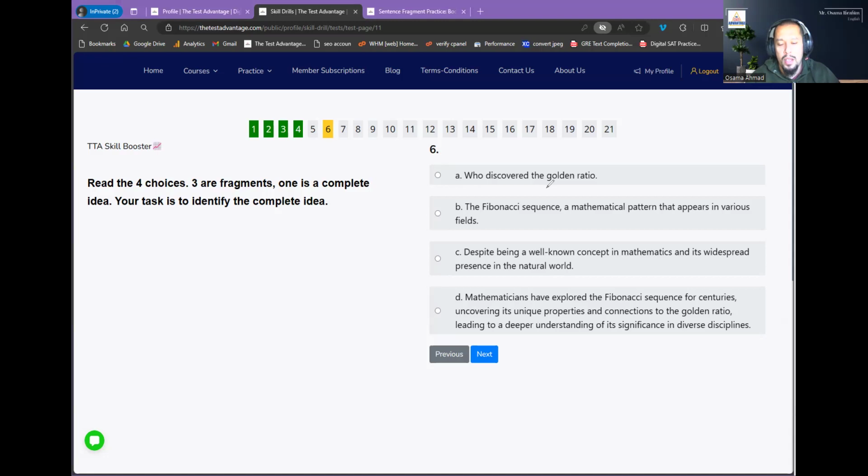If you look at answer A, "who discovered the golden ratio," it's a relative clause fragment. Answer B, subject, comma, no verb, fragment. Answer C starts with a conjunction, so we need a comma and an independent clause, right? Answer D, "Mathematicians have explored the sequence." Complete idea there. Very good job.